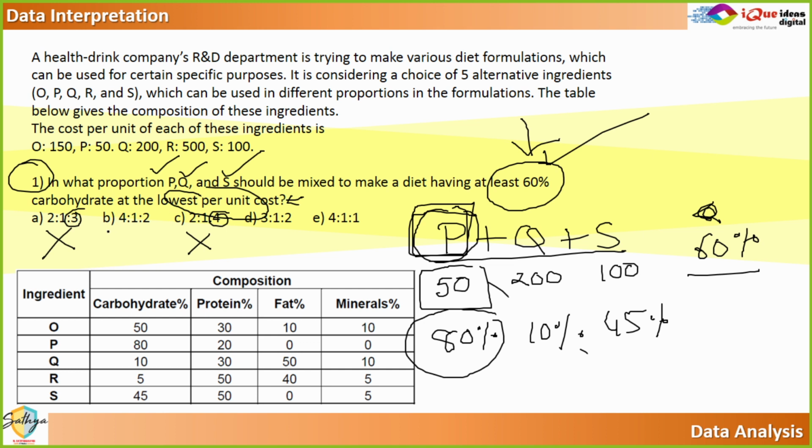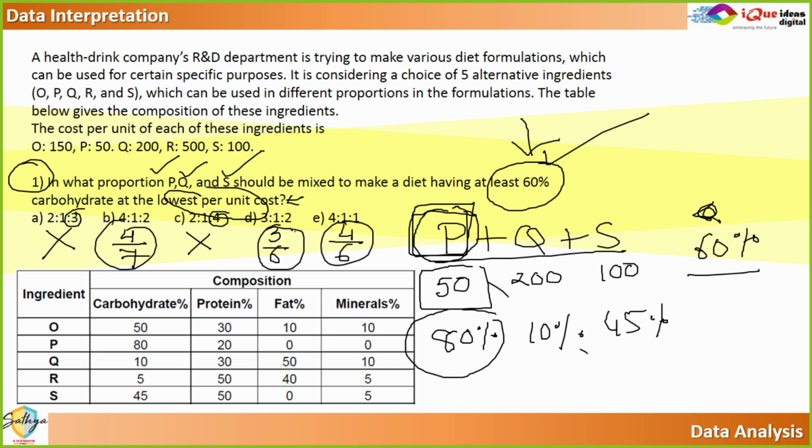Now, in the first one, P is 4 out of a total of 4 plus 1 plus 2, which is 7. Here, this is 3 out of 3 plus 1 plus 2, which is 6. Here it is 4 out of 4 plus 1 plus 1, which is 6. So out of these three formulas, which has the maximum amount of P in it?